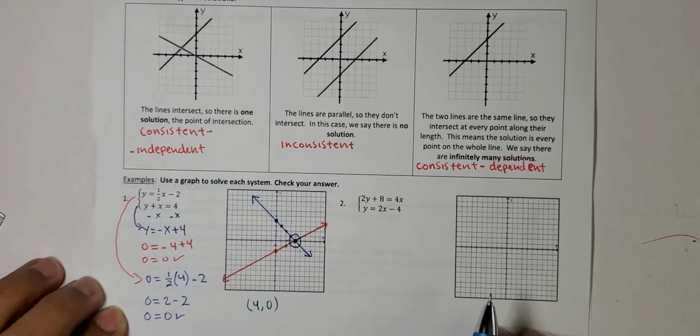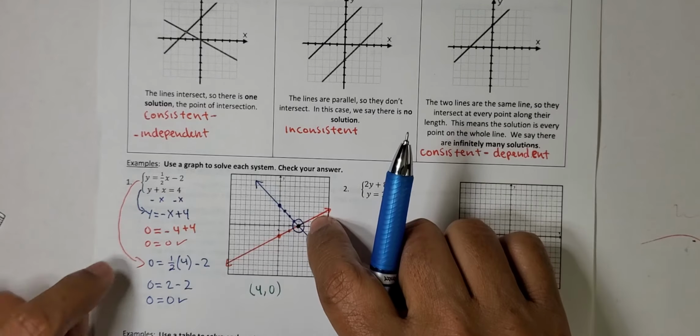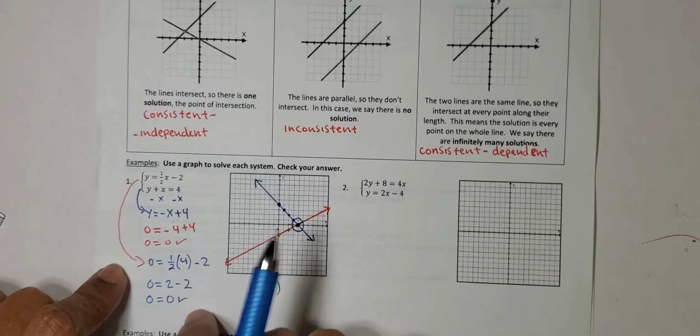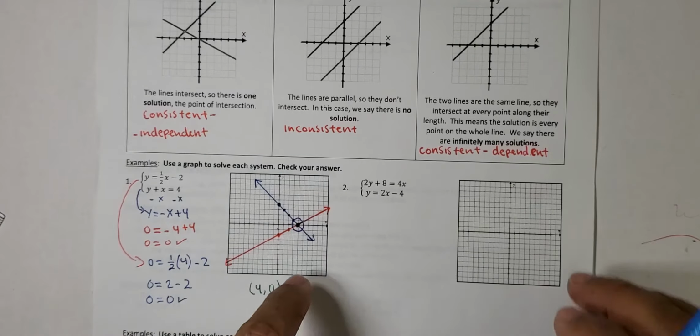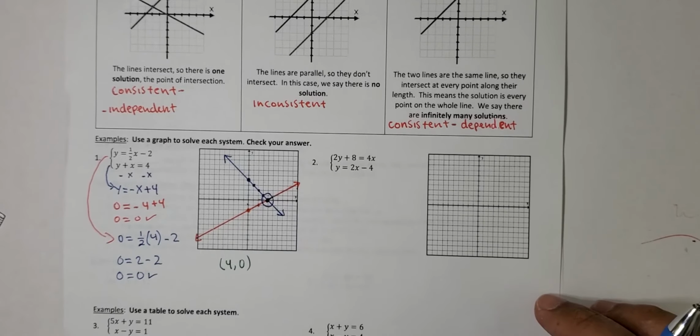So as you can see, this is a solution to the system of equations, because this is a true statement. We can see it on the graph, and we can also plug in the values to verify that this is an actual solution to that system. So let's go on to the next example.